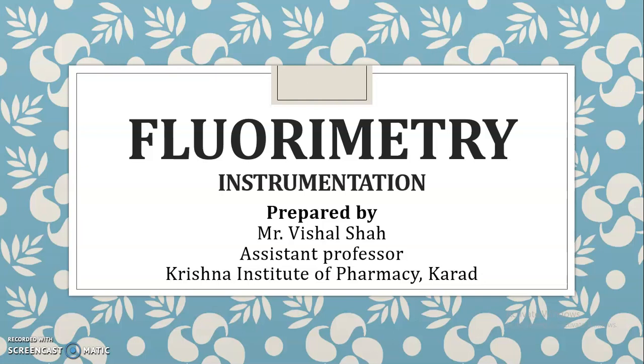In the previous video, we have seen the introductory part as well as the principle and the factors that are affecting the fluorescence. Today in this video, we are going to discuss the instrumentation part, that is the Fluorimeter, how the construction and working of the Fluorimeter is carried out. In another video we will discuss the applications and the quenching of fluorescence, this part related to Fluorimetry.